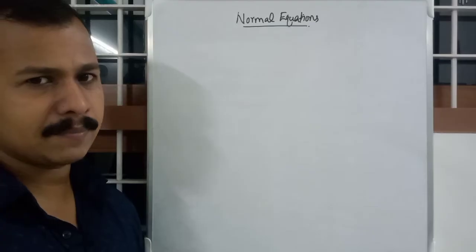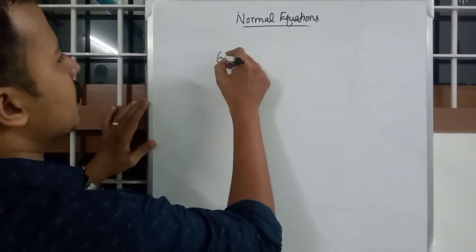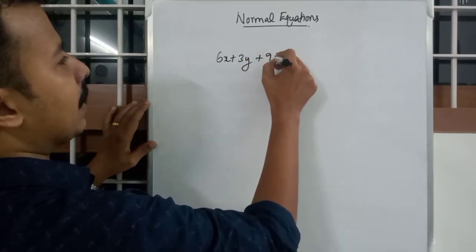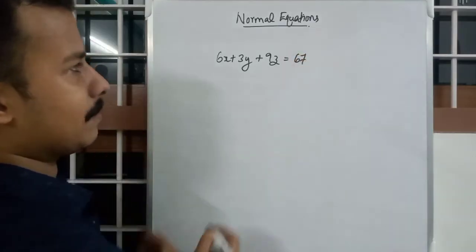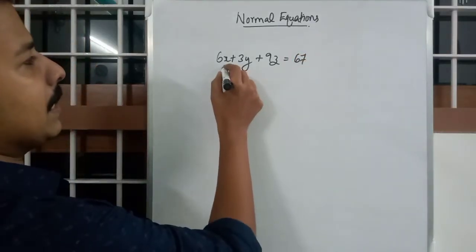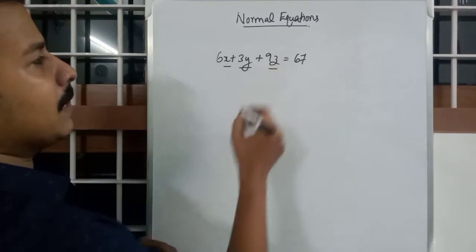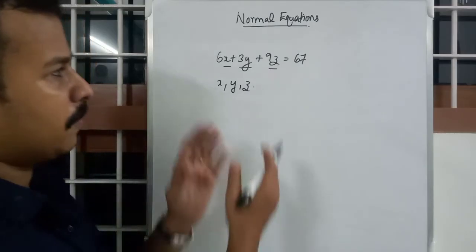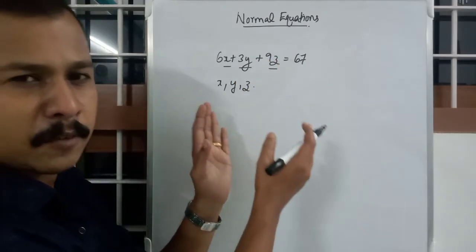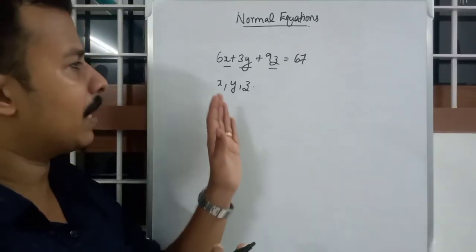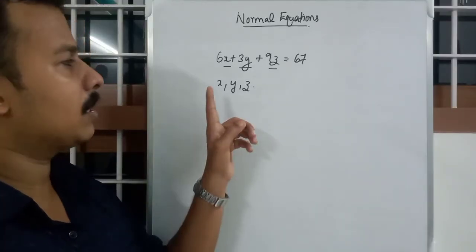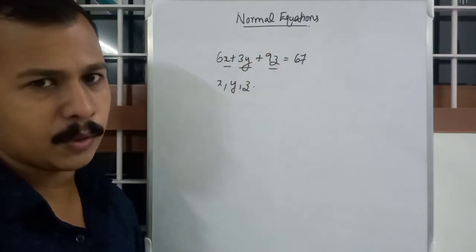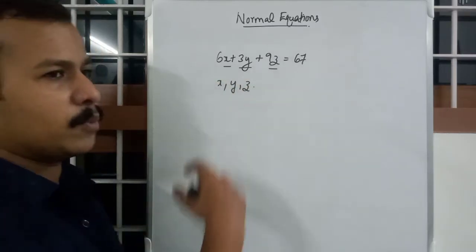indirectly observed quantities. Indirectly observed quantities means, for example, 6x plus 3y plus 9z is equal to 67. This is an indirectly observed quantity of x, y and z. So if you have a set of equations like this, you can solve and find out the values of x, y, z by way of normal equations. Okay, understood? So these are indirectly observed equations.